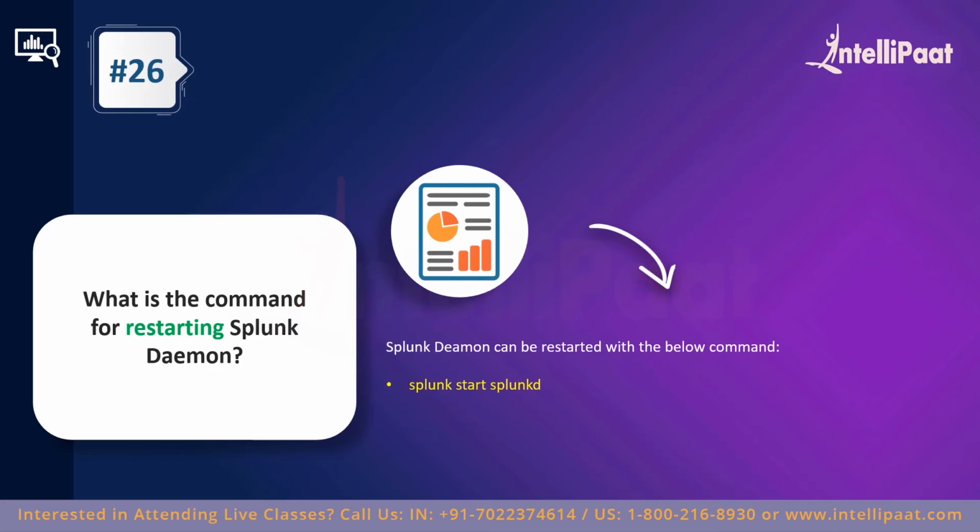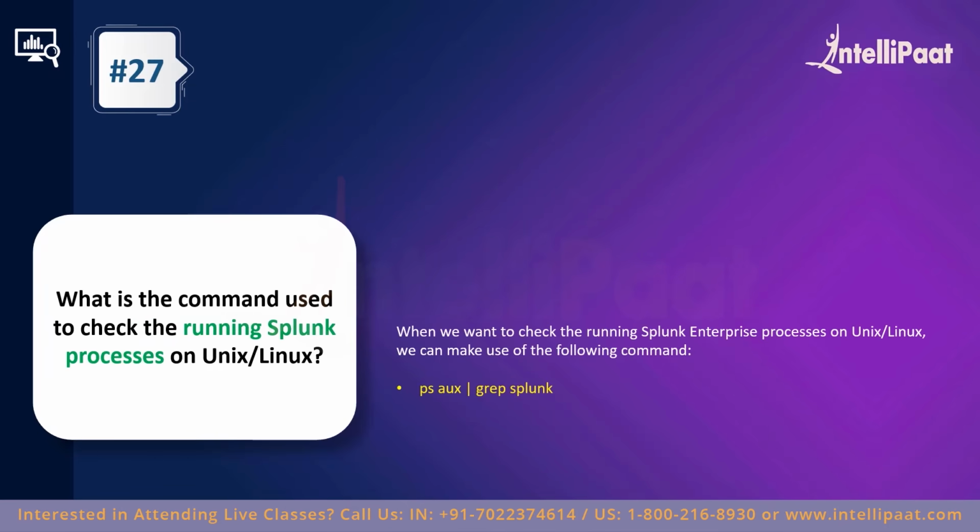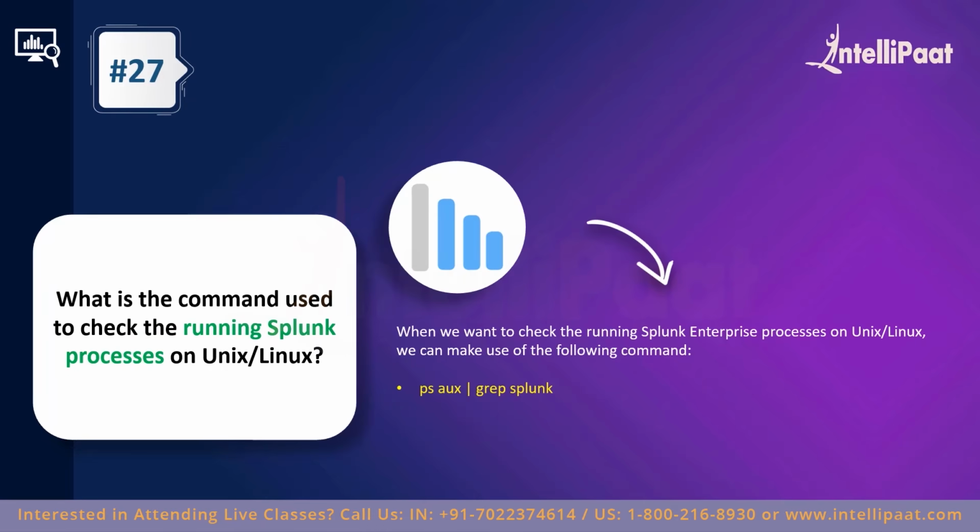But if there is a rapid-fire kind of round in the interview, you can pretty surely answer that by now. And then coming to the 27th question, it says, what is the command used to check the running Splunk process on Unix or Linux? Well, whenever you want to check if the Splunk Enterprise processes are working on Linux and Unix, you can use one simple command. It's ps aux, and of course you can grep splunk to see if that particular process is running or not. It's a very simple thing, but it is very vital that you know the answer to this question.